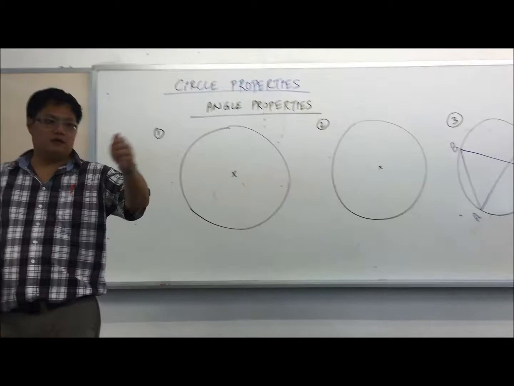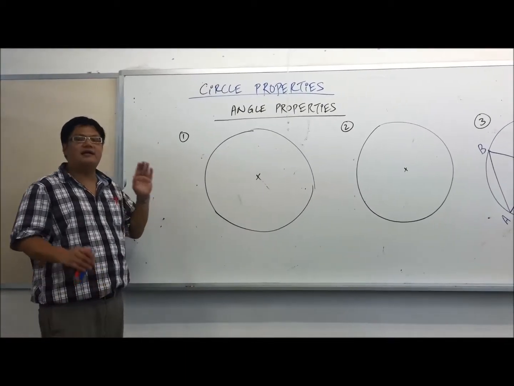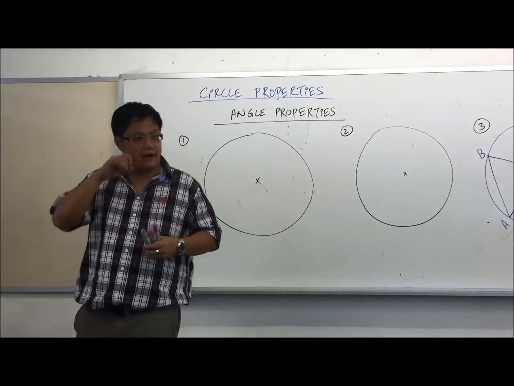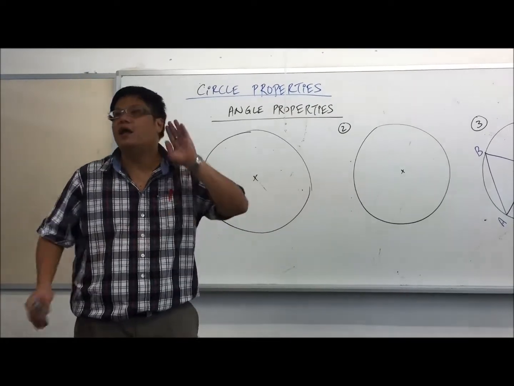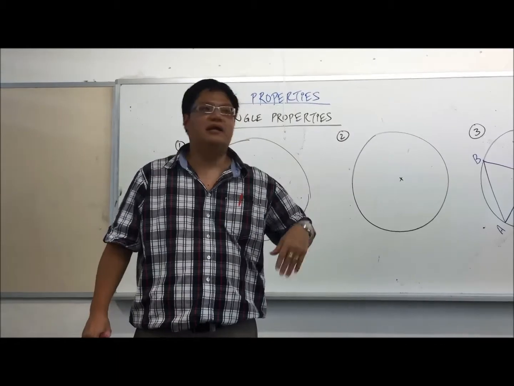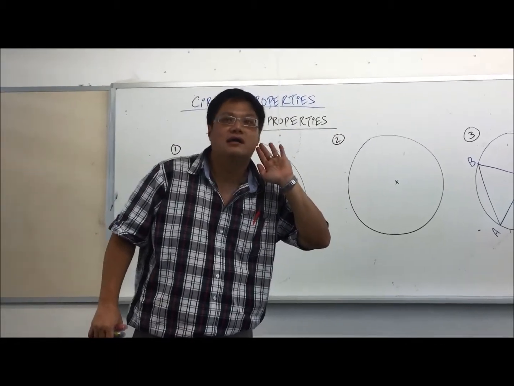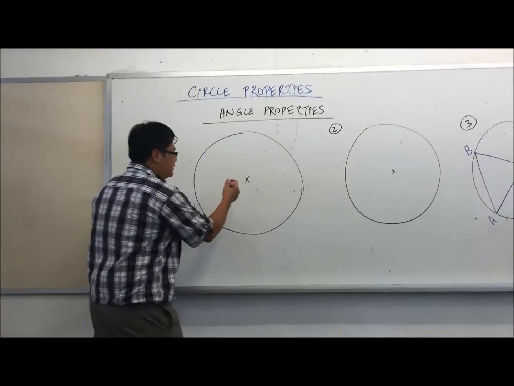The first one, Crysta mentioned, angle at center equals twice angle at arc. The key word in this property is the word center. Everybody, the key word is the word center.